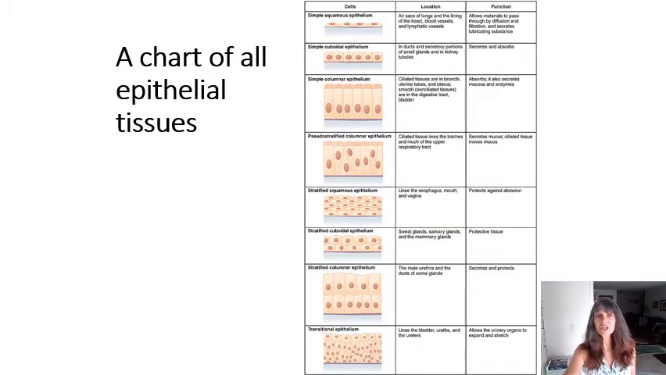Here is a chart of the epithelial tissues that we discussed previously, so I'm not going to go over that. However, if you wanted to print out a chart for yourself, you could find this in the PowerPoint presentation that doesn't have me recorded on it. I also did put a chart for histology, and histology is the study of tissues, on Blackboard. You may want to print that out.